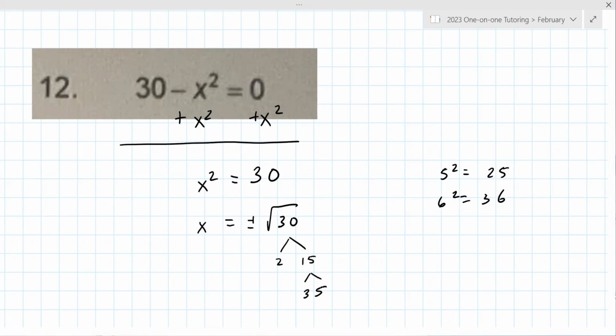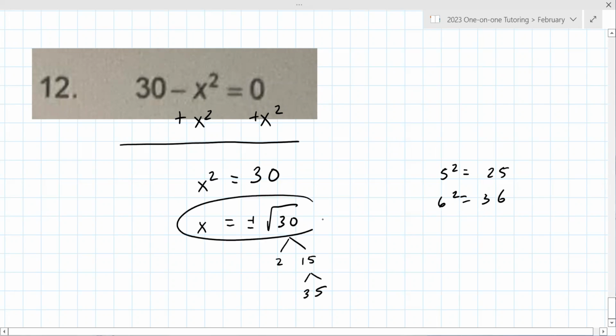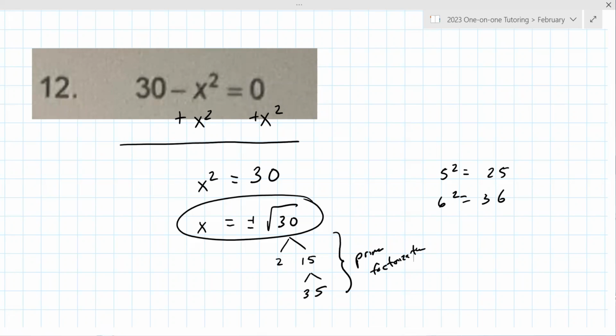Yeah. So this is your answer right here. But what I want to ask you or remind you about is this part down here, the prime factorization. Is that something that you remember? Yeah. A little bit. Okay. So we're going to move to 19.